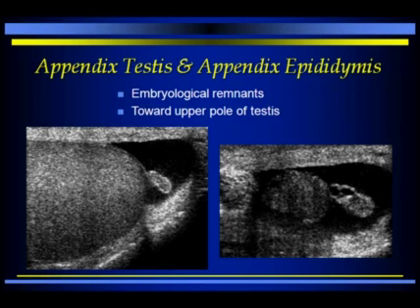Now, in addition to the epididymis sitting outside the testis, there's also two other structures we should be aware of, the appendix testis and the appendix epididymis. These are both embryological remnants. They are found towards the upper pole of the testis, and they may look like just small little nodular excrescences coming off the testis. These are normal. They can actually detach from the testis and may result in what we'll call later a scrotal pearl.